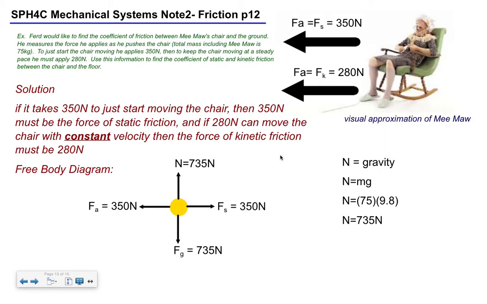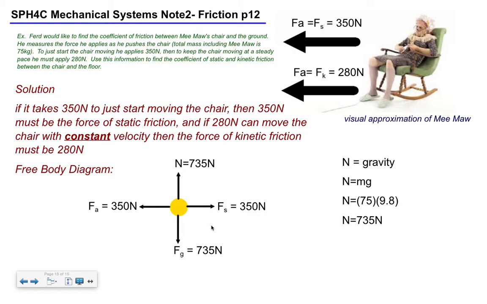So just looking at this, there's a lot of information on the page. I know you want to write, but maybe just pay attention for a sec. His applied force is 350 newtons. If he's just starting to get it moving, that's equal to static friction. And then later on when he's at a steady pace, and that is key, steady pace, then we can say that's equal to his kinetic friction. So if it takes 350 newtons to just start moving the chair, then 350 newtons must be the force of static friction. And if 280 newtons can move the chair with constant velocity, again, that's really key, then the force of kinetic friction must be 280.